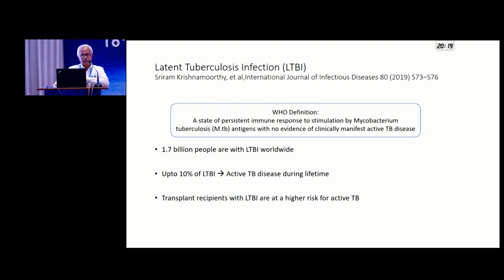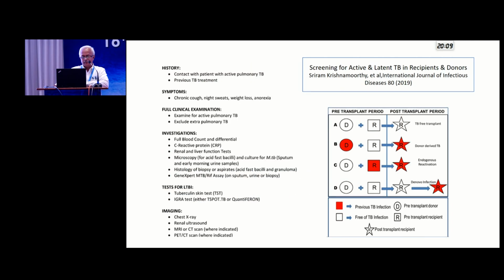This is about the general population. But we all know transplant recipients with LTBI are at high risk for active tuberculosis. So here comes the importance of screening for LTBI. So how to do that? Screening for active disease as well as latent tuberculosis infection. This is a big list starting from history, and to put it in one word, we need to have a high index of suspicion.